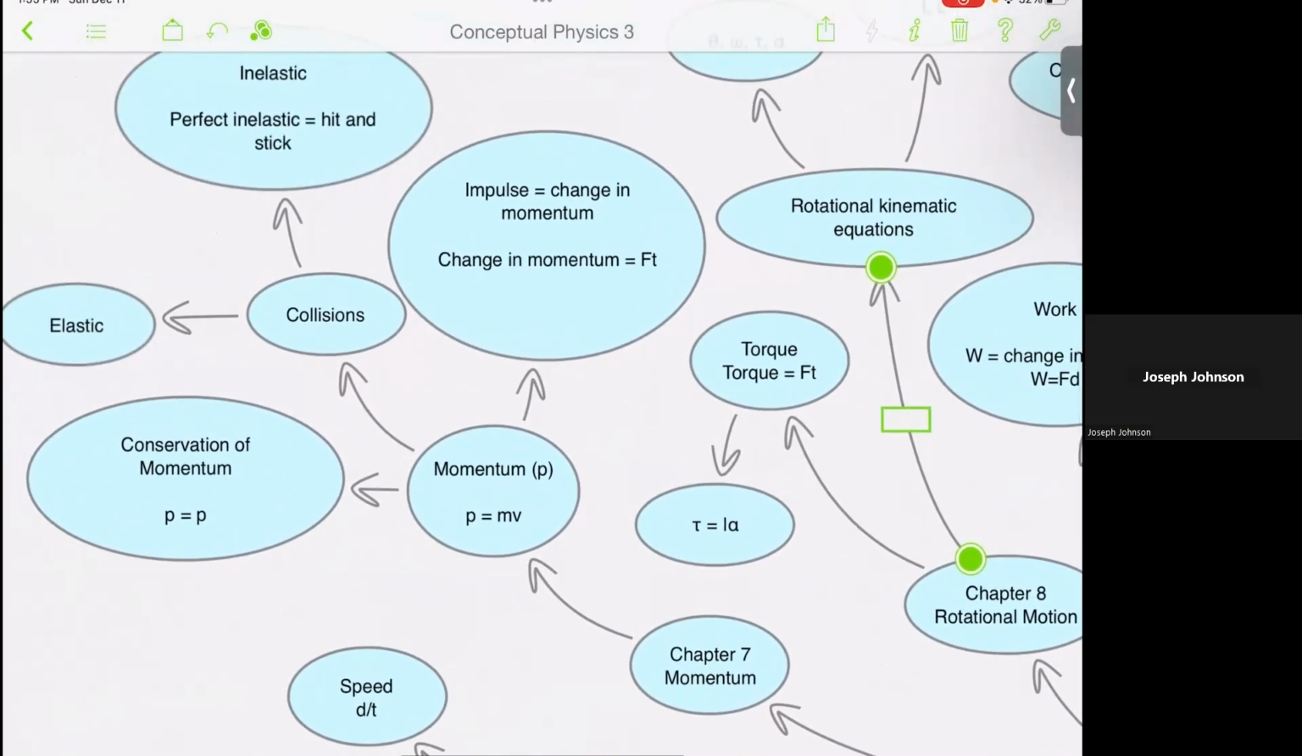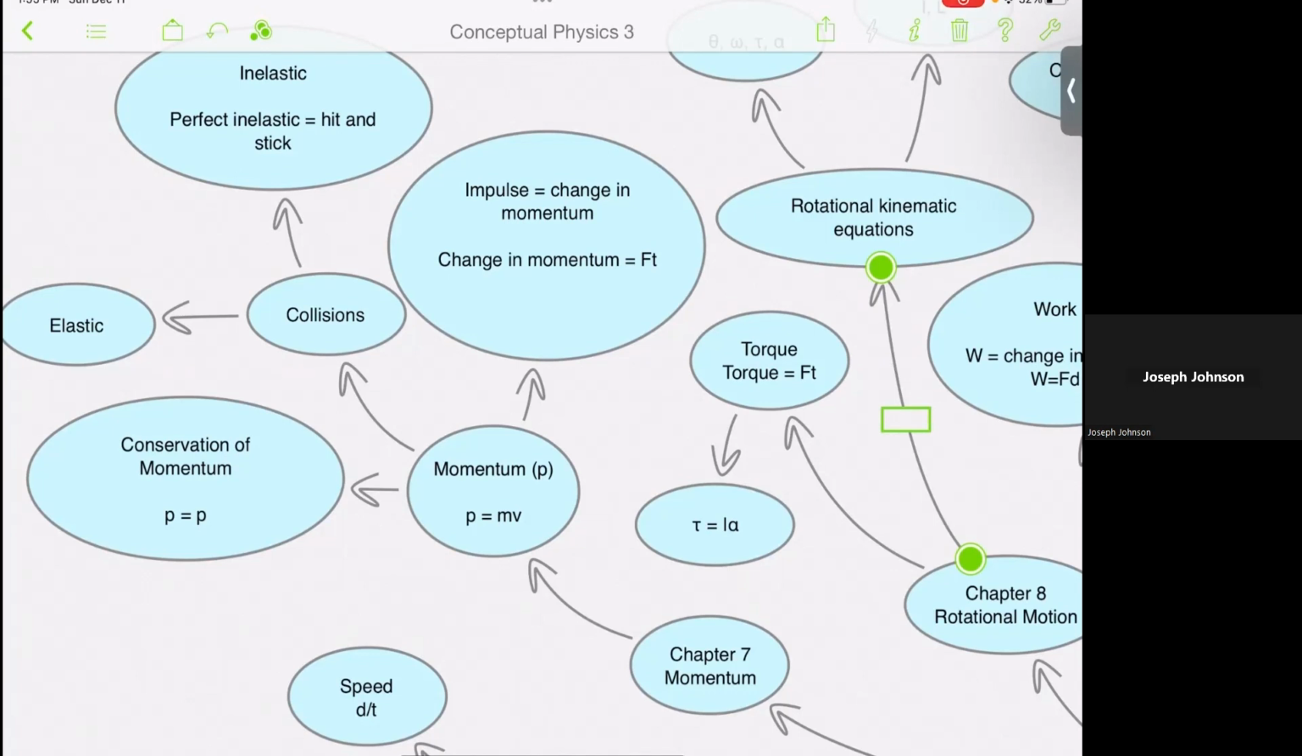We did talk about conservation of momentum, which is a result of that equation we just talked about. If there is no outside force, then there is no change in momentum. If delta P equals F times T and F is 0, then delta P is 0. So there's no change in momentum if there's no outside force. If there is an outside force, then there will be a change in momentum.